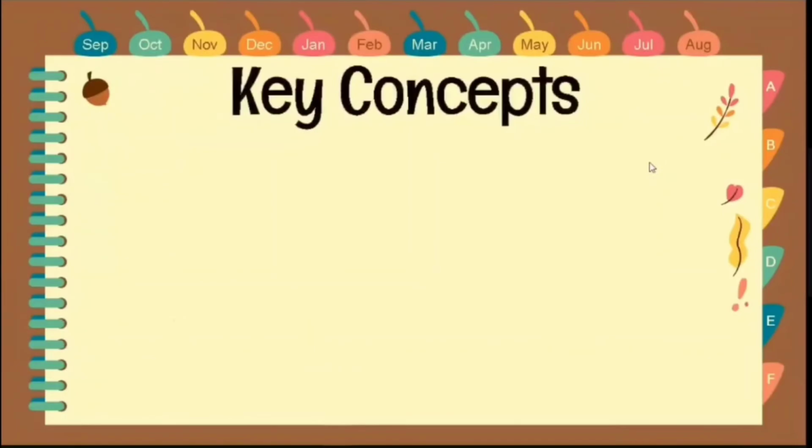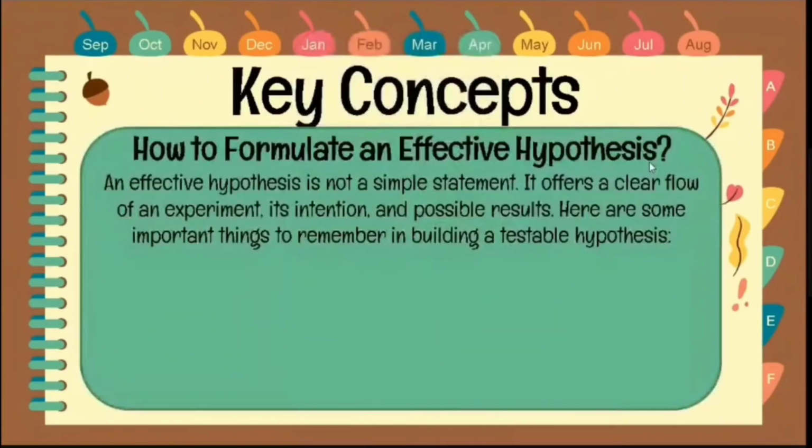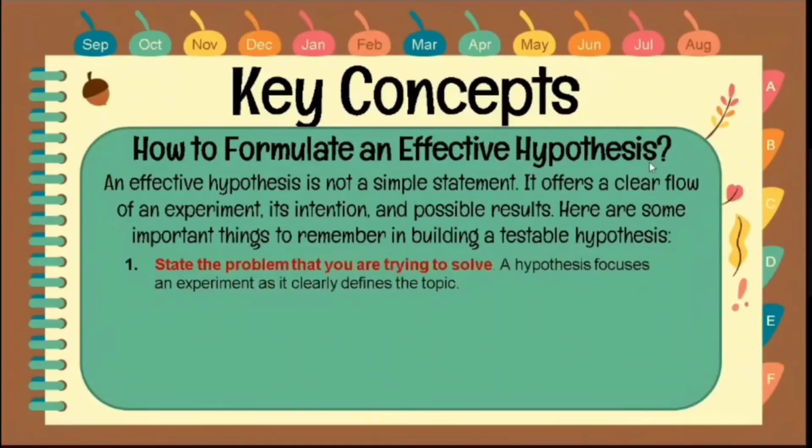We should take note of the important concepts that we can get from this activity. We have learned how to formulate a hypothesis. We should remember that an effective hypothesis is not a simple statement. It offers a clear flow of an experiment, its intentions, and possible results. We have 3 important things to remember in formulating a testable hypothesis.